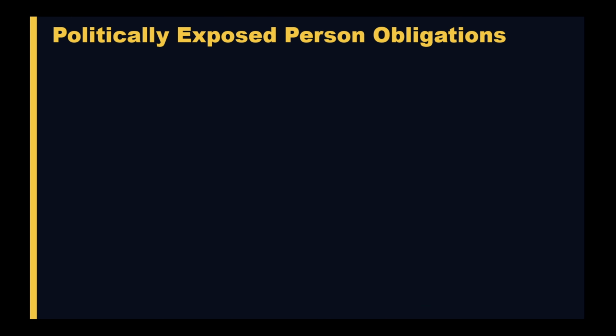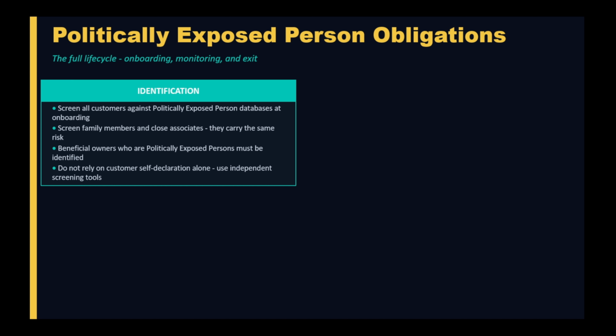Now let's look at the PEP obligations. Understanding who a PEP is gets you halfway. The other half is knowing exactly what your obligations are at every stage of the relationship. Let's look at the first one, identification. Before onboarding, you need to do that. So you must screen all customers against PEP databases at the point of onboarding. This includes screening the beneficial owners, not just the named account holders. You must also screen family members and close associates where they are identified as part of the onboarding process.